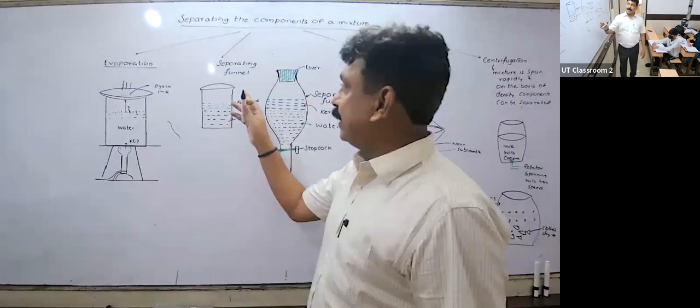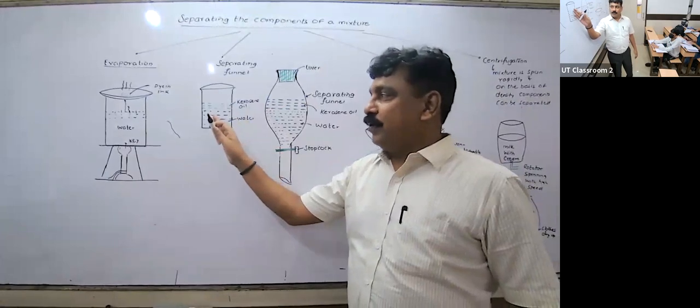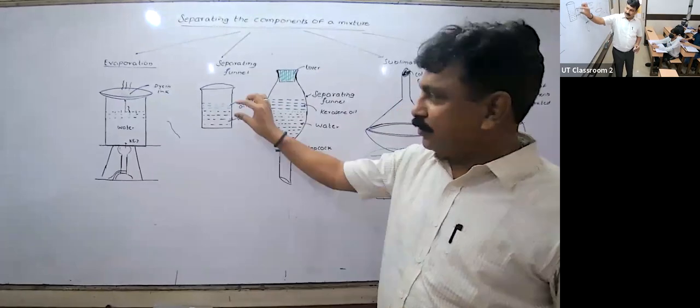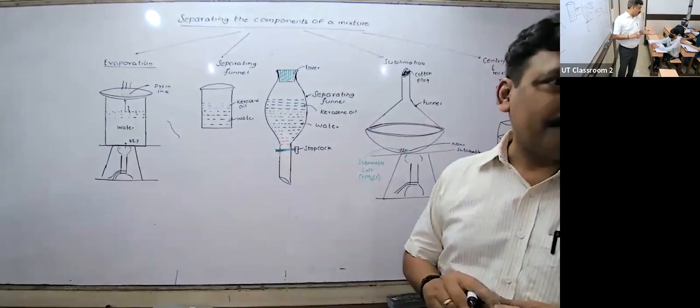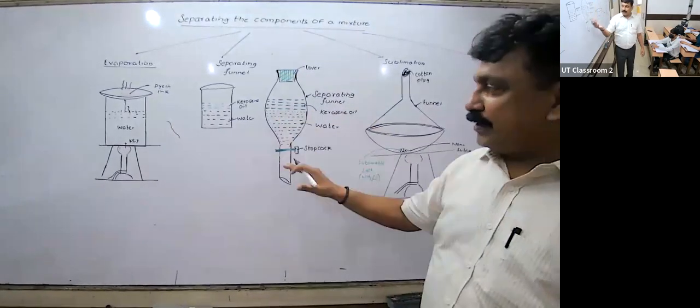Next one is what? Separating funnel. Now, suppose by chance in water you find some kerosene oil mixed up. You are able to see the two phases. Again, अब उसको separate करना है. Now, how will you separate? One, आप क्या करेंगे? Special separating funnel मिलता है.